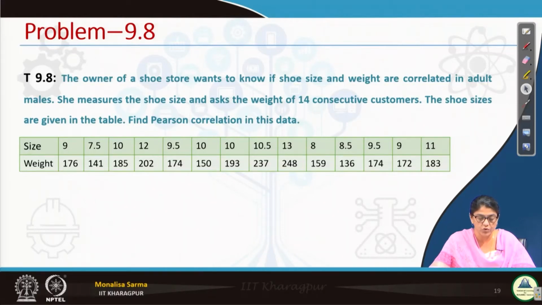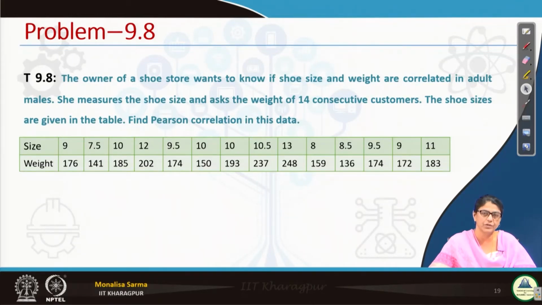Now here, the owner of a shoe store wants to know if the shoe size and the weight are correlated in adult males. If there is any correlation between shoe sizes and weights, the owner wants to know. So she measures the shoe size and asks the weight of 14 consecutive customers. For the 14 consecutive customers, she took the weight as well as the size of the shoe. The shoe sizes are given in the table. Find the Pearson correlation in this data. So it is just given, you have to find the Pearson correlation.